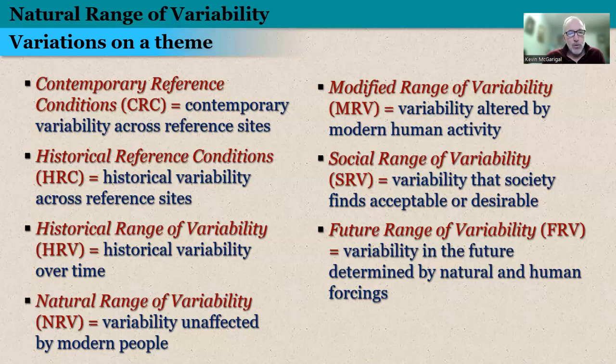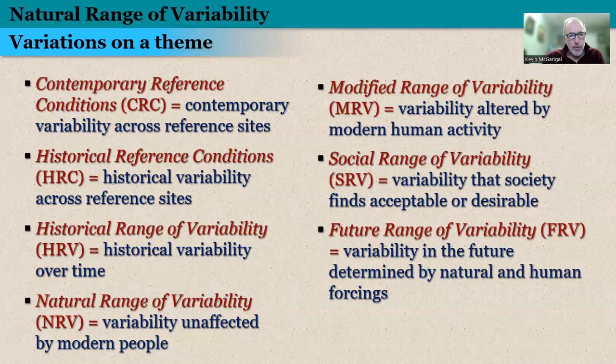And this refers to contemporary variability across reference sites. So this is within the contemporary landscape addressing variability across space. The second approach, historical reference conditions, or HRC, is similar in that it refers to the spatial variability across reference sites, but in this case for a single historical snapshot of the landscape. The third is historical range of variability, or HRV, and this refers to the temporal variability, that is the variation over time for any given location.